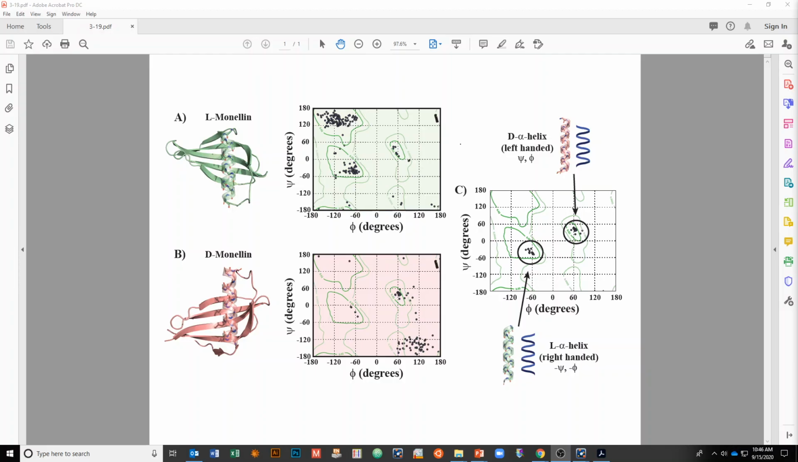To throw another example at you, there's a protein called monellin. Monellin is a protein that is responsible for giving certain materials their sweet taste. If you look at certain fruits, monellin is a protein that is perceived as being very sweet in taste.